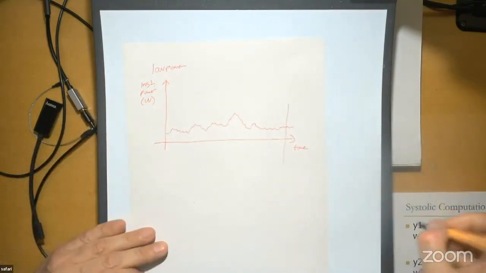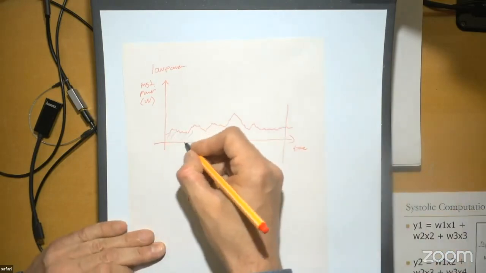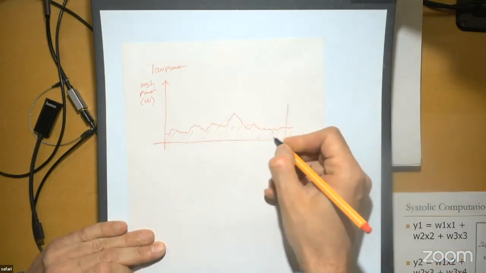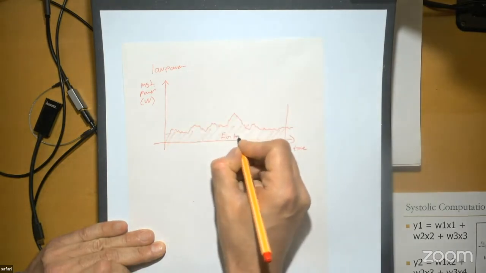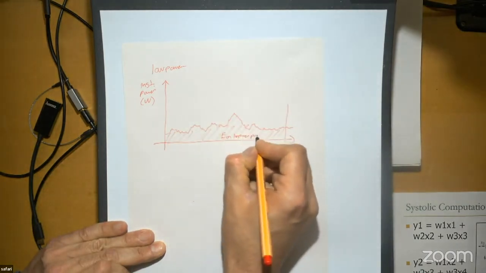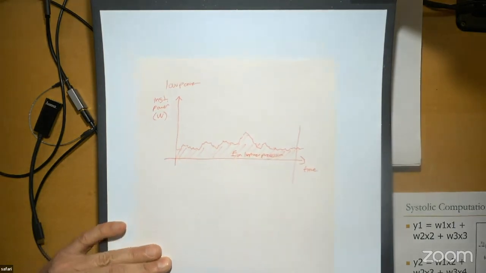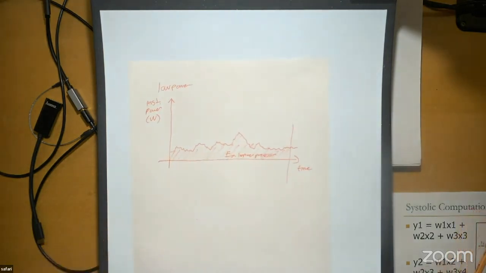Okay. What is the energy you spend? The energy you spend is the integration of this curve, power times time. Right? That's the energy, basically. That's the energy on the low power processor. My terrible handwriting. Okay, at least I'm repeating it.